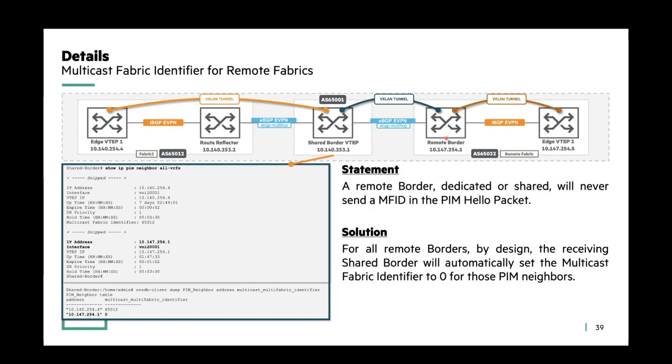On the other side, if we do a show IP PIM neighbor on the shared border, there won't be any line showing the MFID for those remote devices. As you can see, in the remote border entry, we have no line for the multicast fabric identifier, while in the OVSDB, it is set to 0 as expected and as designed. So just take care of that.